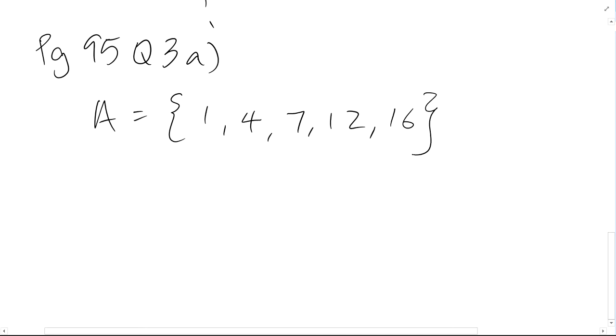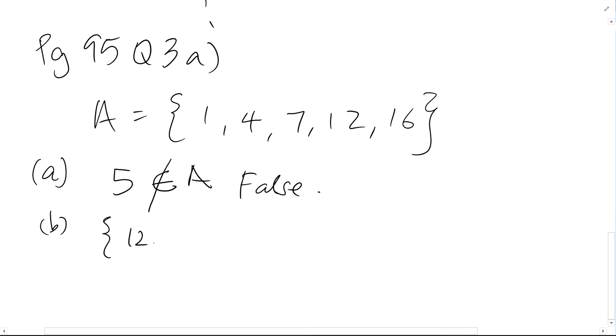Okay? So page 95, question 3. Let's start with A. It says that set A contains 1, 4, 7, 12, and 16. Just these only, nothing else. Part A. Determine whether it's true or false. 1 plus 4 is an element of A. This symbol over here means element. Now 1 plus 4, we know it is obviously 5. Is 5 an element of A? No, it is not. So it is false. Easy?